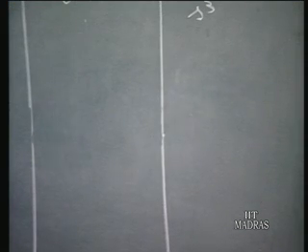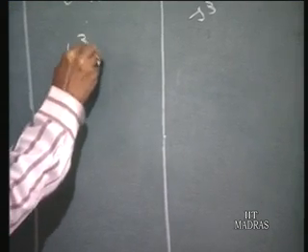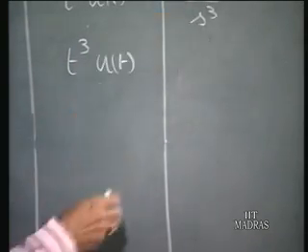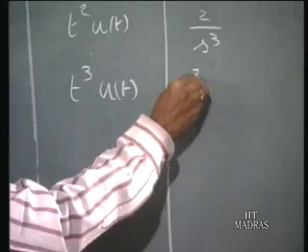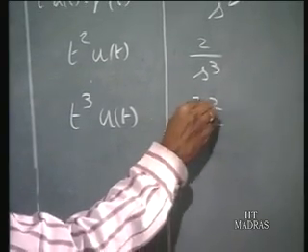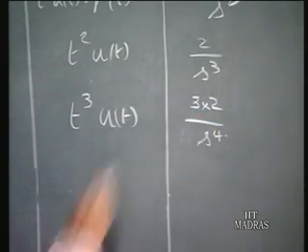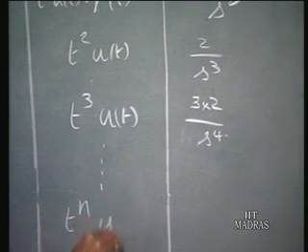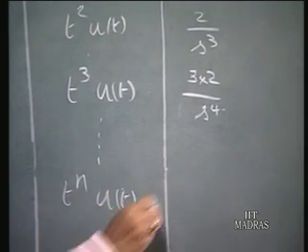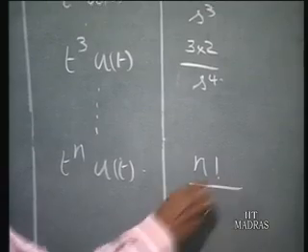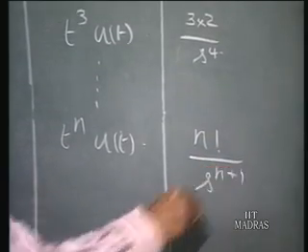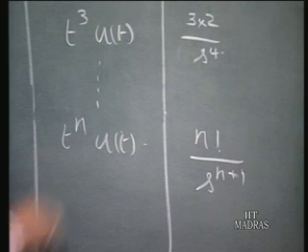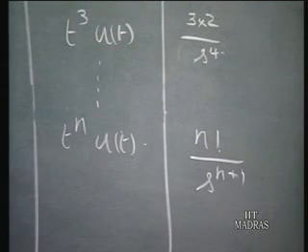Continuing in this fashion, suppose I have t cubed u(t). Again, you take the derivative of this, and it will become 3 times 2 divided by s to the power of 4. And if you proceed further in this fashion, if you have t^n u(t), then you have n factorial over s to the power of n plus 1. That's how it goes. As we take higher and higher powers of t, the Laplace transform goes in this manner.